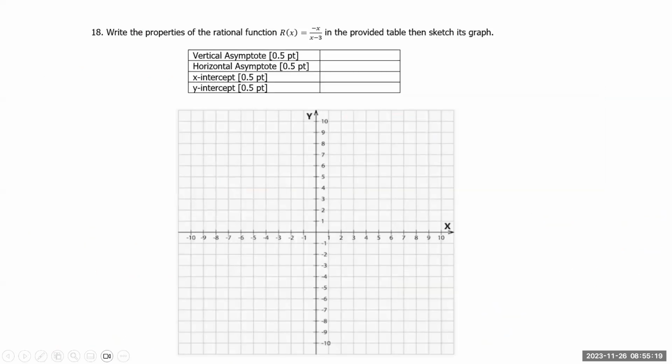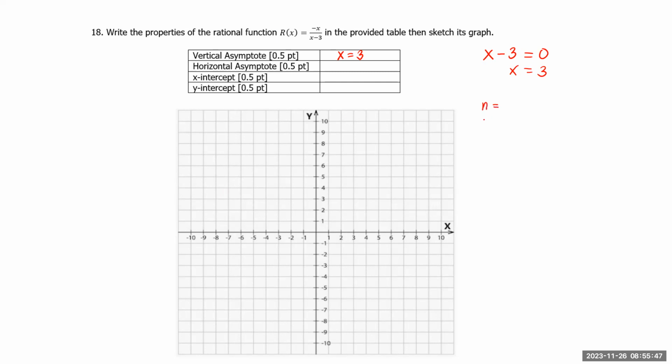For the open-ended question number 1, you have here a rational function. We need to find its properties and provide the sketch. So for the vertical asymptote, you should always get the denominator equated to 0, solving for x equals 3. For the horizontal asymptote, we need to determine which case.